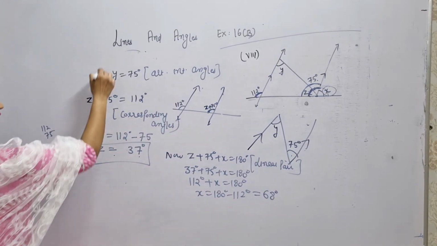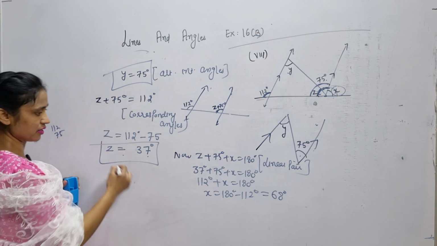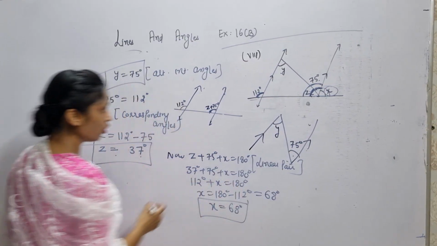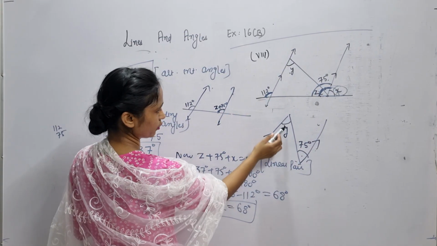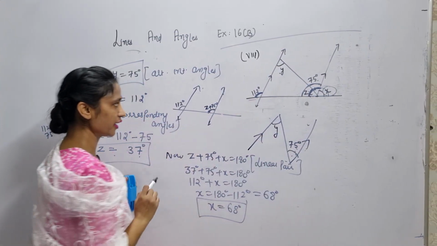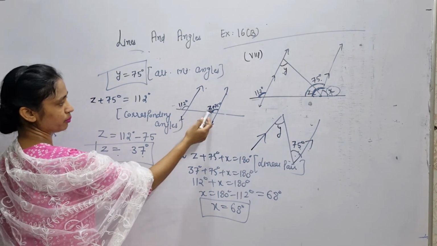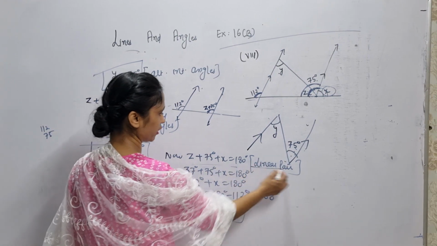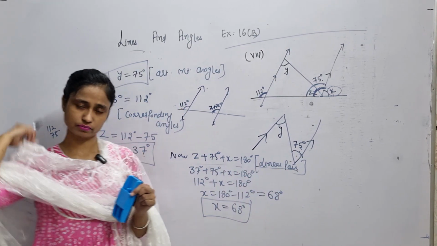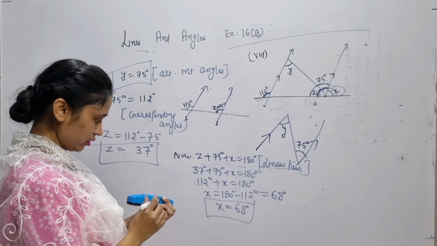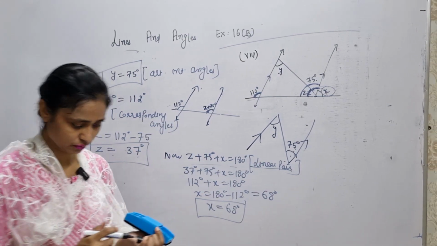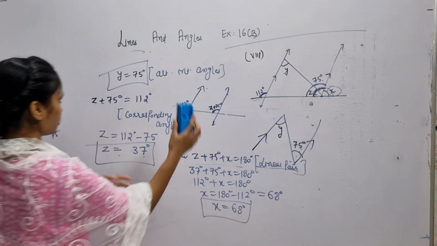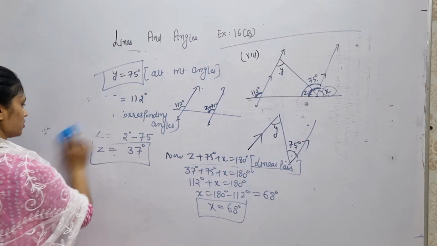So all the angles we have calculated. This is y, z, and x is 68 degrees. Y we have calculated using the alternate interior angle property. Z we have calculated by corresponding angles, and x we have calculated by using the linear pair property. Hope this is also clear to you. So see the next, ninth part of the sixth sum from the same exercise.